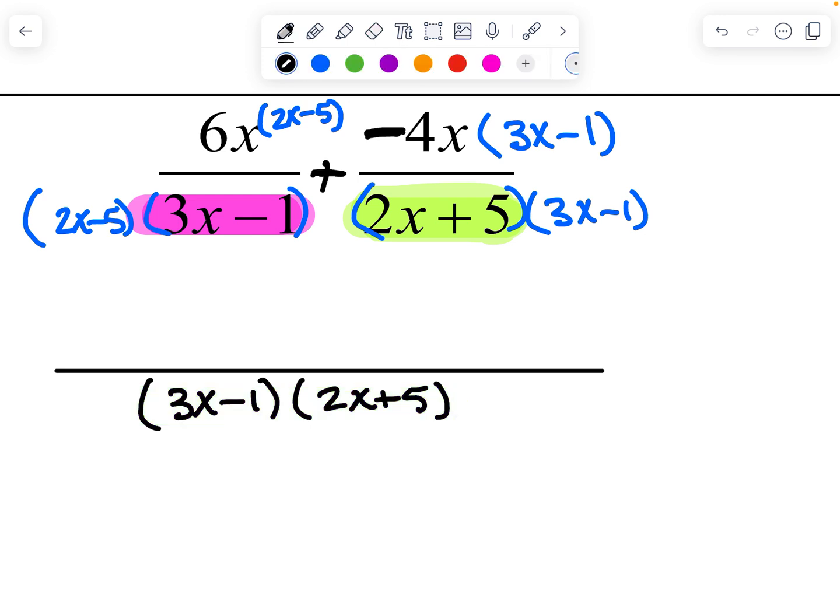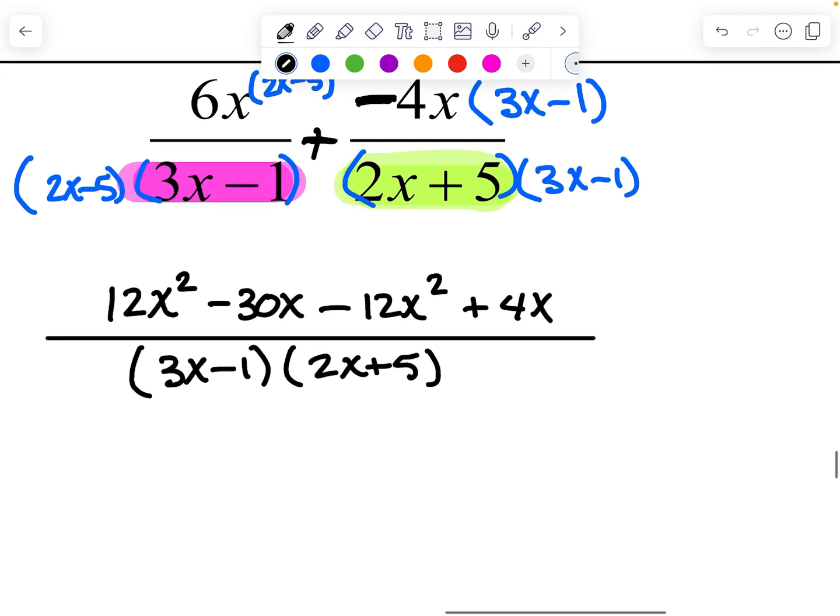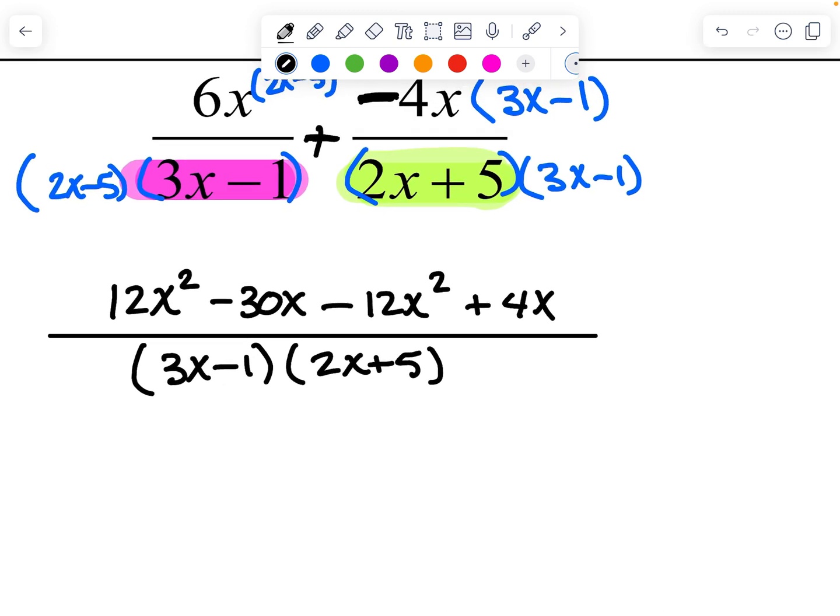All right, so let's distribute. 6x times 2x is 12x squared. 6x times negative 5 is negative 30x. Negative 4x times 3x is negative 12x squared. And negative 4x times negative 1 is plus 4x. The denominator is still 3x minus 1 over 2x plus 2.